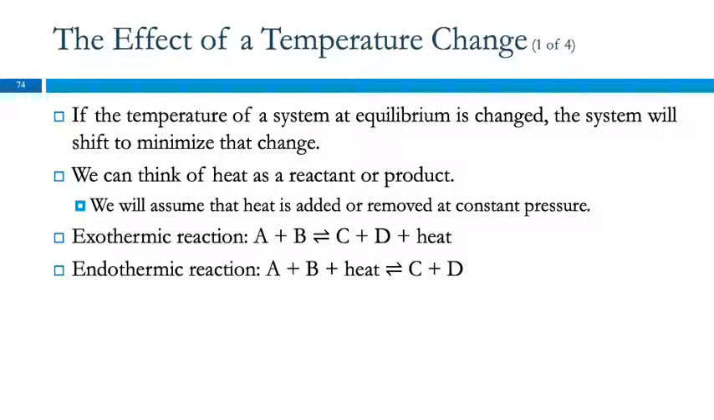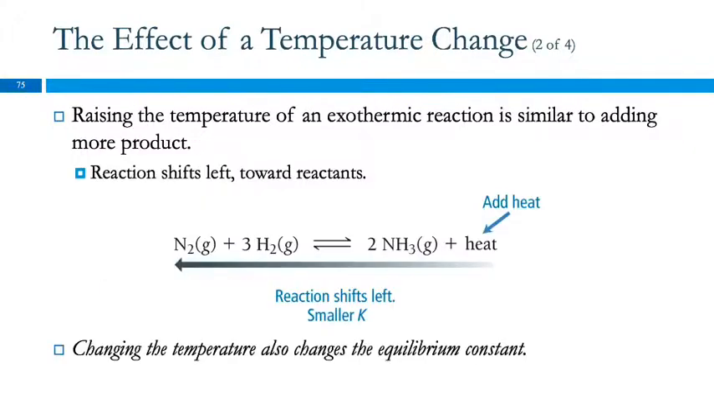Exo means going out. Exit. Heat is like money. Energy is like money. And the energy is leaving your wallet. Right? It's going out. Endothermic, endo like into, it's coming into your wallet. So heat is going into the system. Okay? So if we have an exothermic reaction, we can think of heat as one of the products. When the reaction proceeds, it produces heat, right? That's a product. So if we heat up the exothermic reaction, that's like adding a product. That's going to cause the reaction to shift to the left.